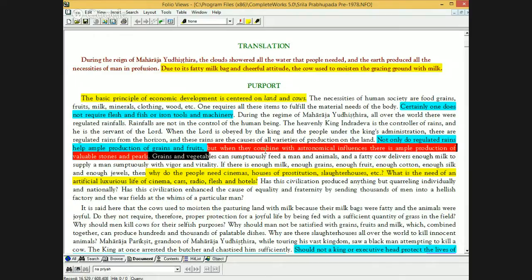It says that when they combine with astronomical influence, there is ample production of valuable stones and pearls. We don't know about this, but because it is said in the scriptures, it is perfect. Prabhupada holds to every word of the scripture as fact. Correct? He is representing the Vedic knowledge. He is an Acharya of Vedic knowledge, and nobody compares to him in modern society.